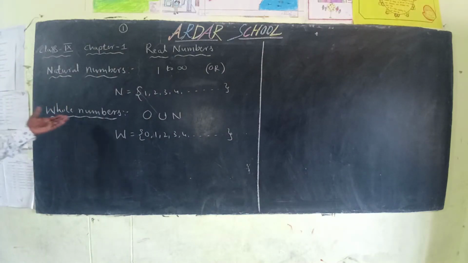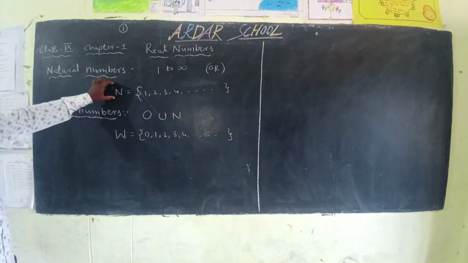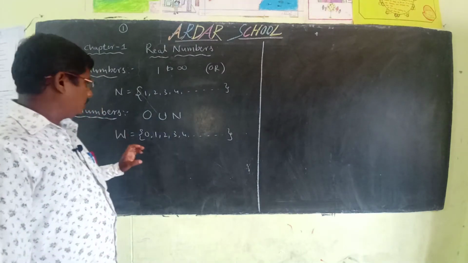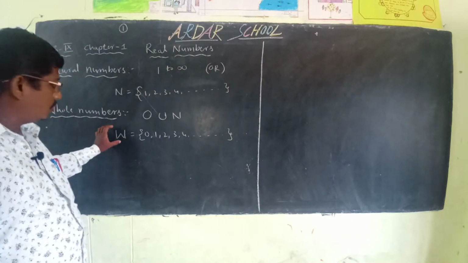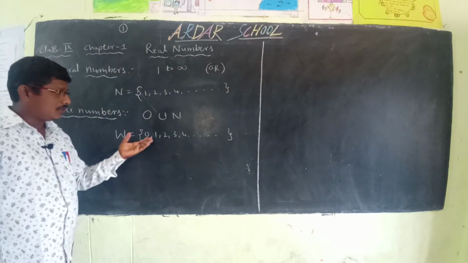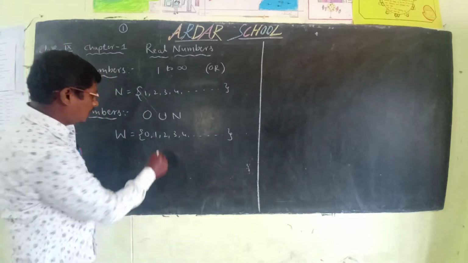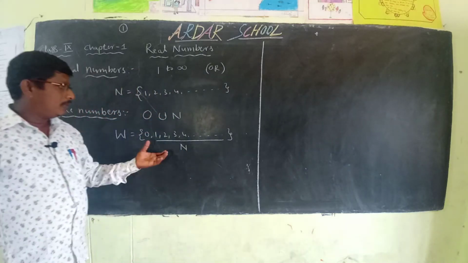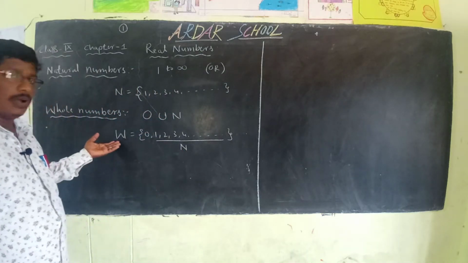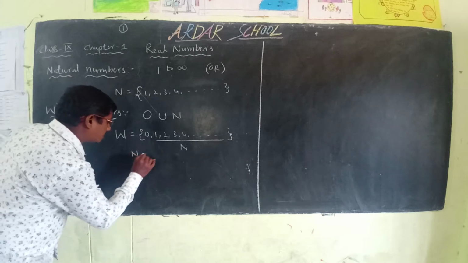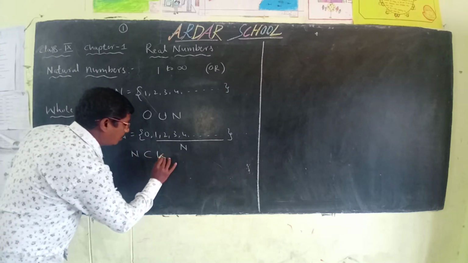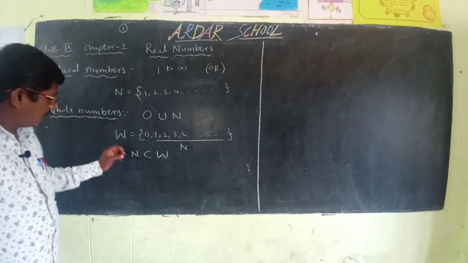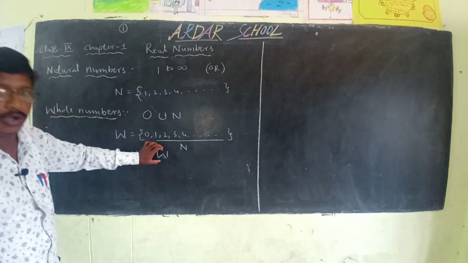So whole numbers: 0 is added to natural numbers, then it is called whole numbers. W is equal to the set of 0, 1, 2, 3, 4 and so on. Every number in natural numbers is a number of whole numbers. So N is a subset of W, which means every natural number is a whole number.